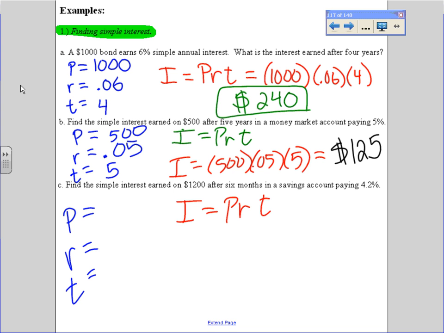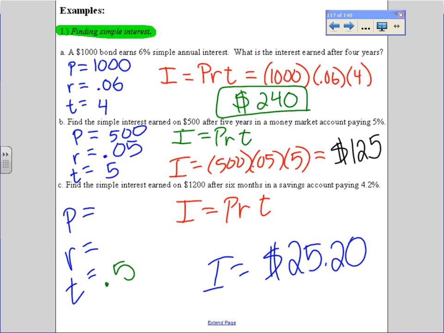Okay, Drew, what did you get? $25.20? Good job. Any questions on how to get that? Oh, yes, I should probably talk about that. Yes, so thank you. What is T in this problem? Just to make sure, Ray? Good, how did you get that? Good job. My fault, I should have mentioned that.